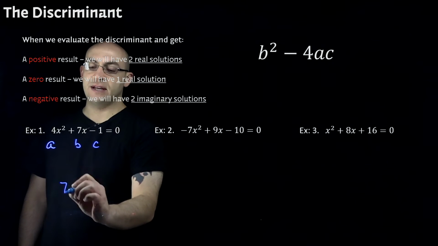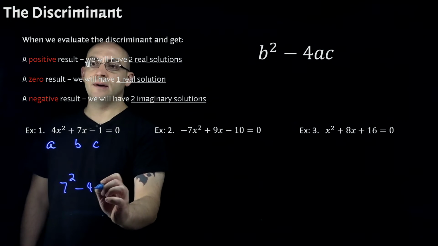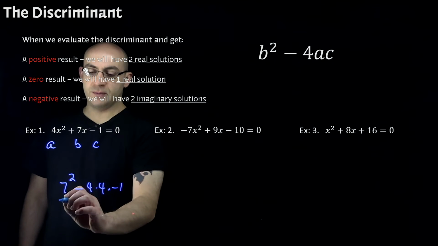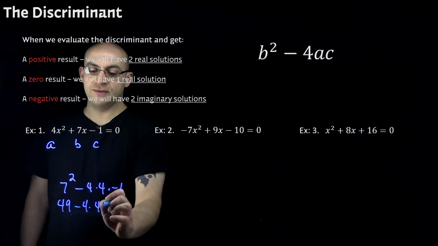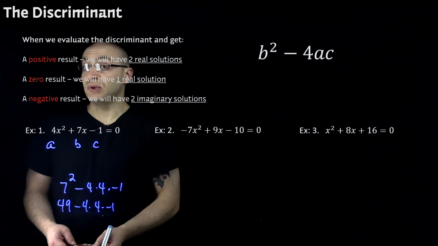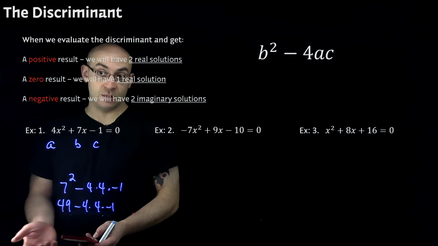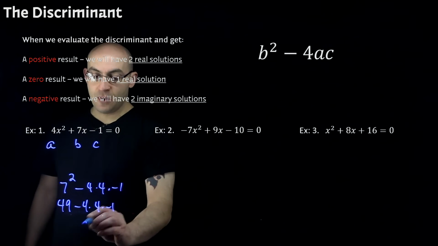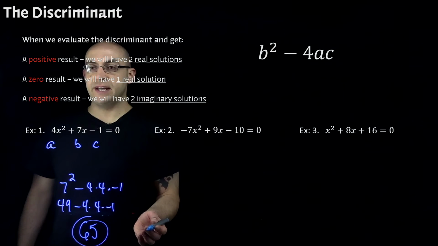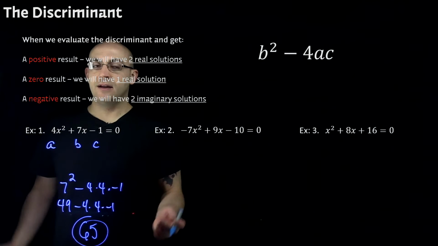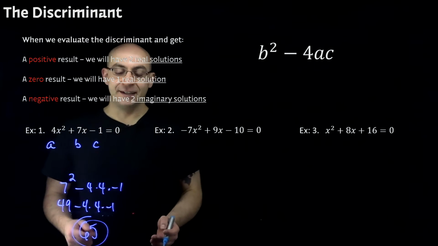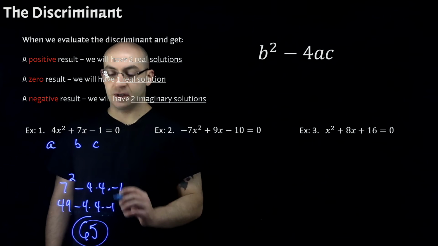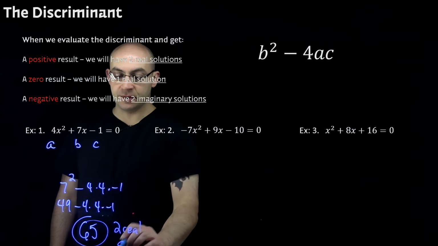B squared will be 7 squared, or 49, minus 4 times A, which is 4, times C, which is negative 1. Okay, well, this will be 49 minus 4 times negative 1. Now, let the calculator do the work for you. We don't even need to take the square root of this. We're just going to plug in what we see. And I get a positive result. 65 is the answer. Now, certainly that's not a perfect square, but for purposes of the discriminant in this video, I don't really care. So 65 is a positive result, which means if we were to solve this quadratic function, we would get two real solutions.